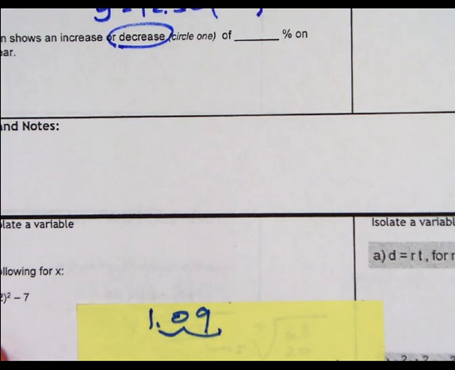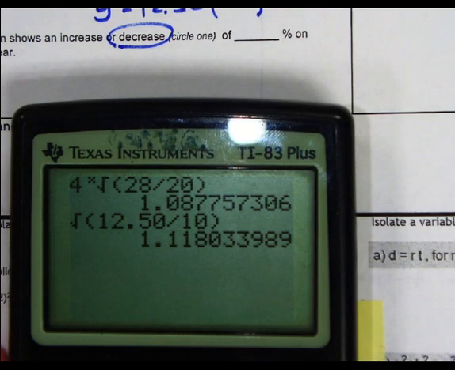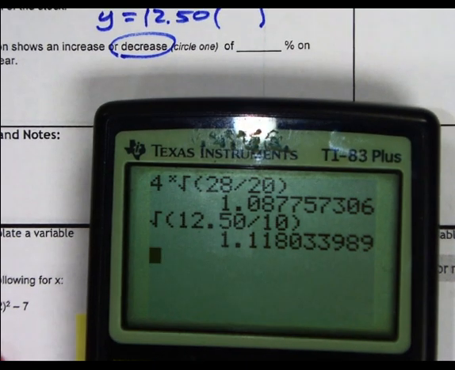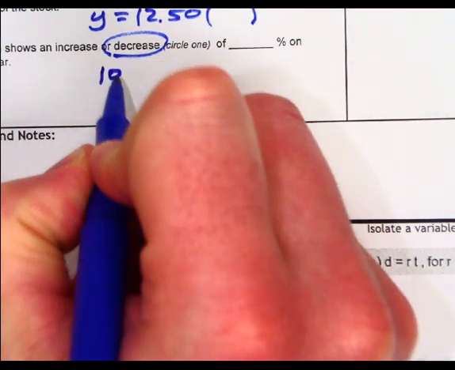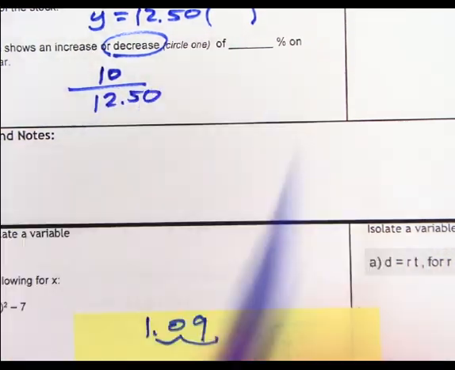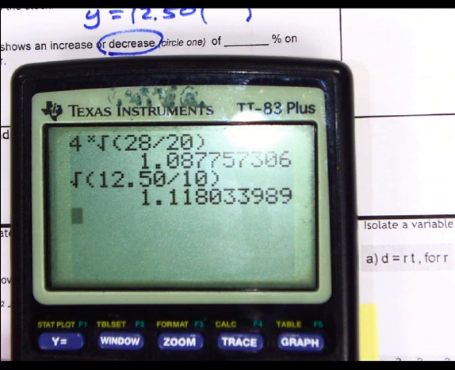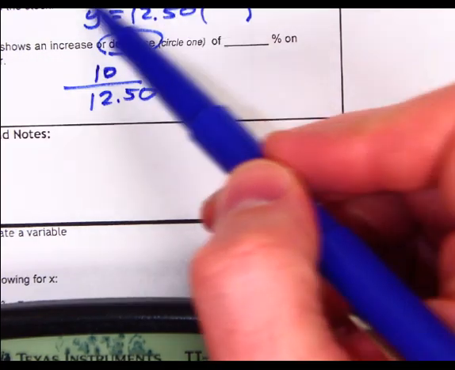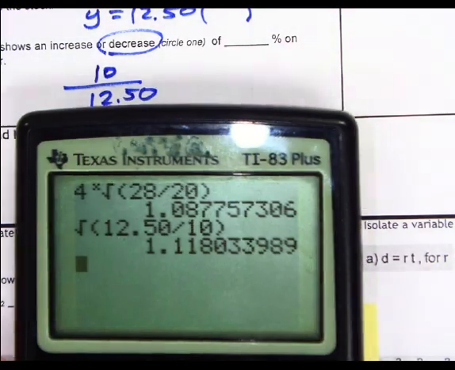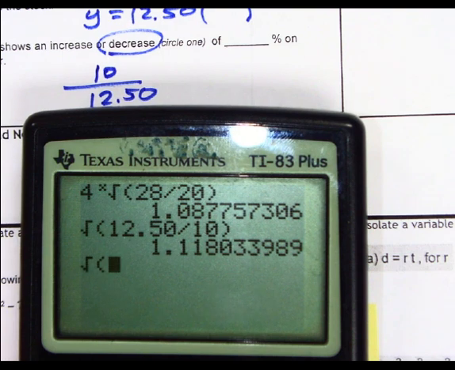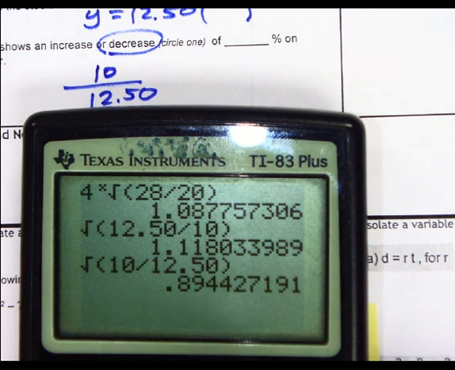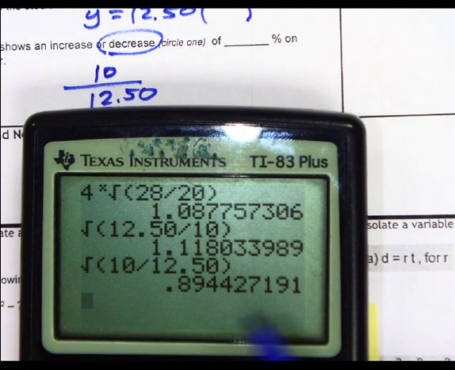That doesn't seem right. Oh, I did previous divided by next. Some of us are guilty of that. It's next divided by previous. Next was 10 divided by previous. I knew it was wrong because I got a number over 1, which shows growth, but the dollars went down. Good catch. So it's the square root of 10 divided by 1250. That's going to give me what I'm looking for, which is this 0.8944 number.